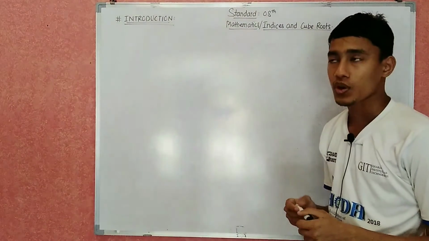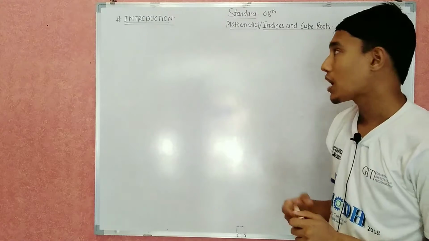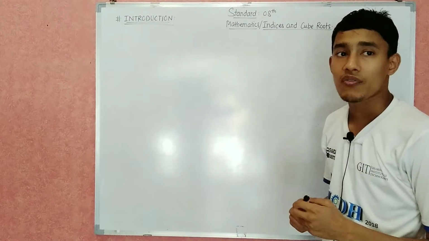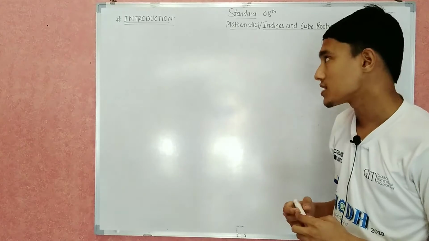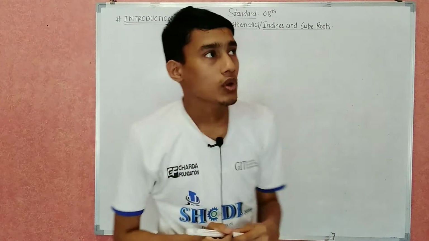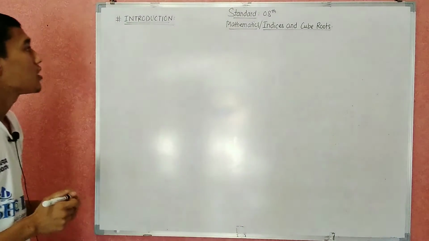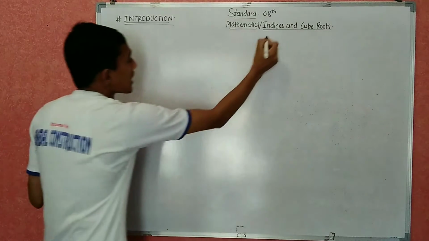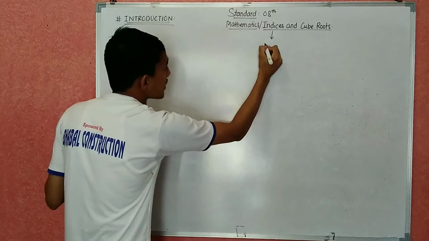cube roots. In 7th standard, you have studied the indices, what is an index number, and you have also studied the laws of indices. So we are going to recall those laws in this particular lecture. So what are indices, or what is a number in the index form?